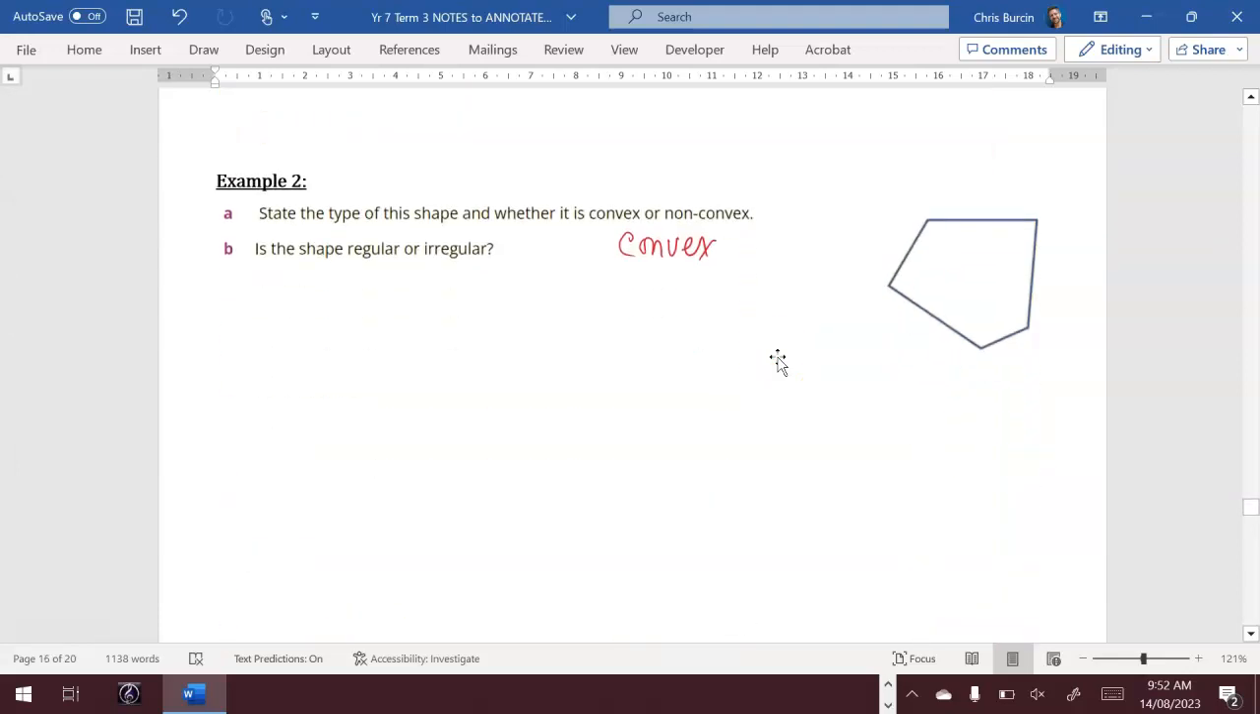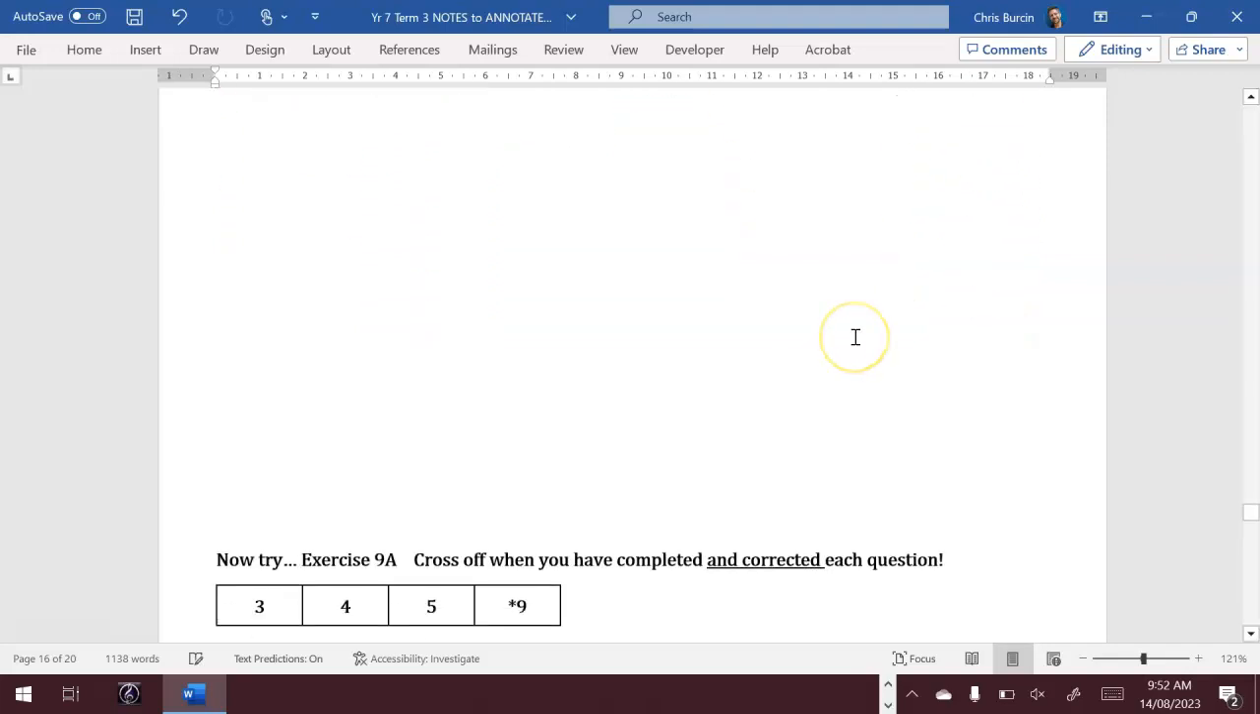And is the shape regular or irregular? Immediately you know that because the sides are different lengths. Okay, that was a long video, but there it is. Now I'll take questions.